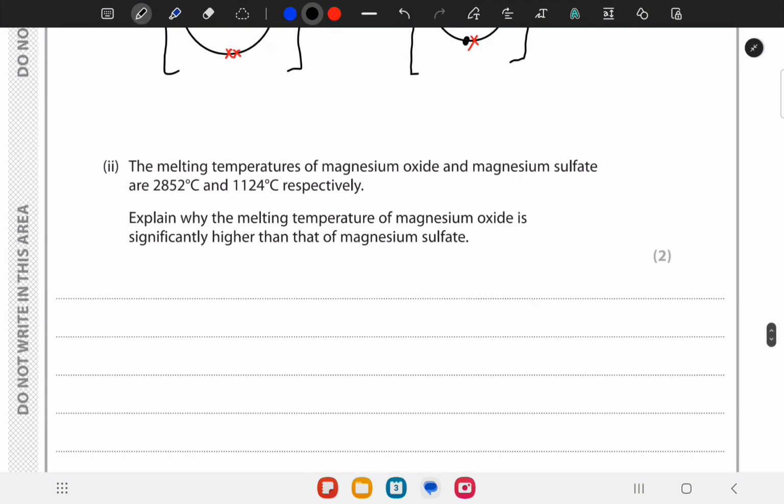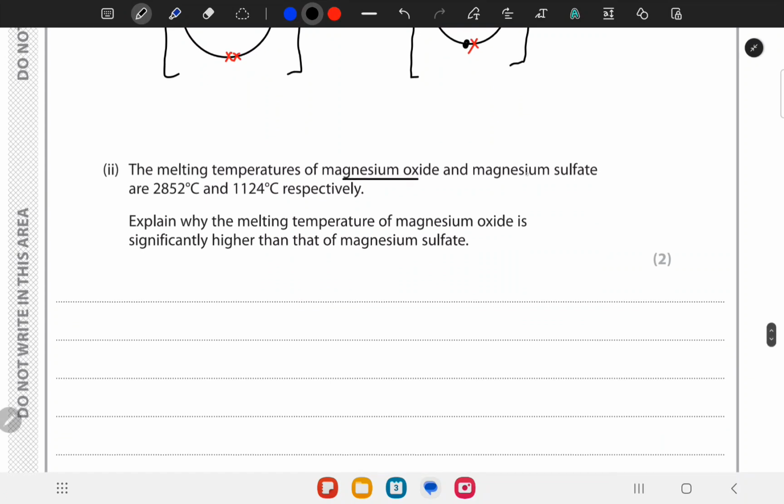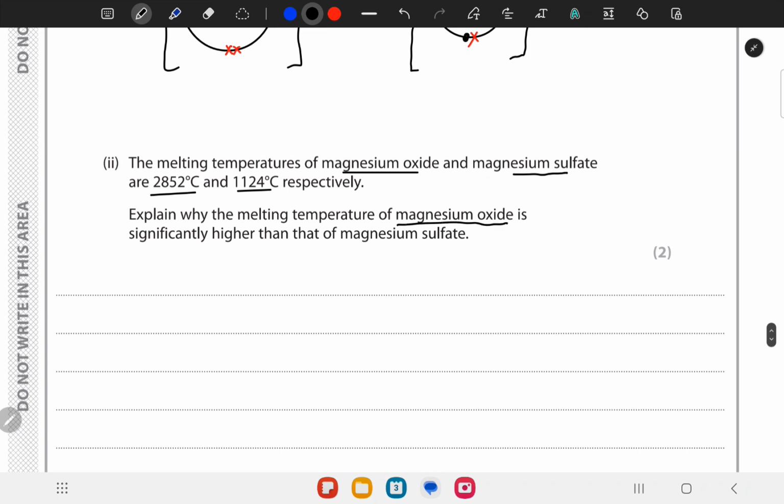Now we are given that the melting temperatures of magnesium oxide and magnesium sulfate are 2852 and 1124 degrees Celsius respectively. We have to explain why the melting temperature of magnesium oxide is significantly higher than that of magnesium sulfate. The cation is the same for both, magnesium. The difference is caused by the difference between the oxide, O2 minus, and the SO4 2 minus. So the difference is caused by the difference between the anions.